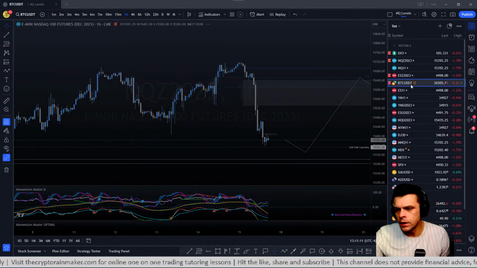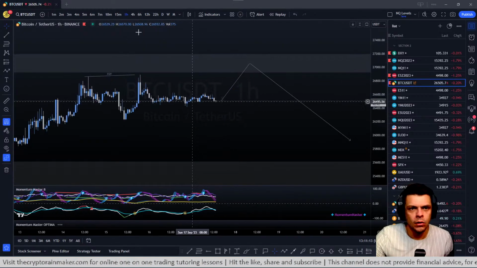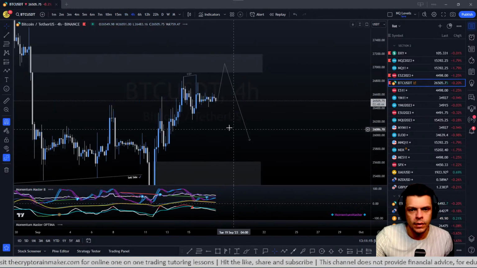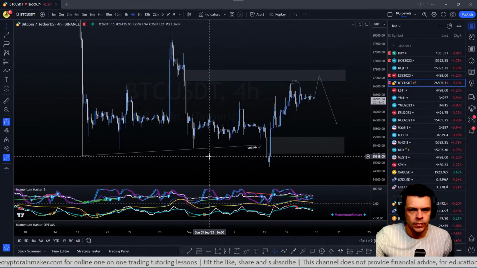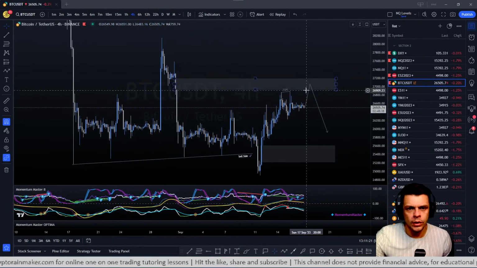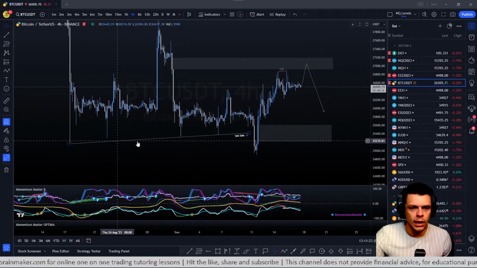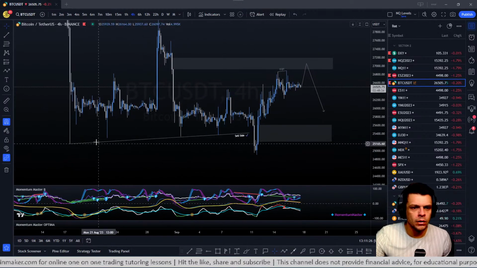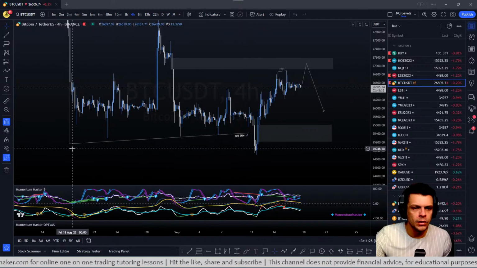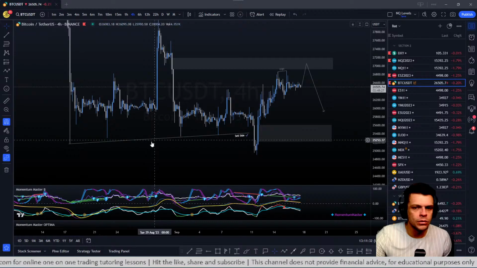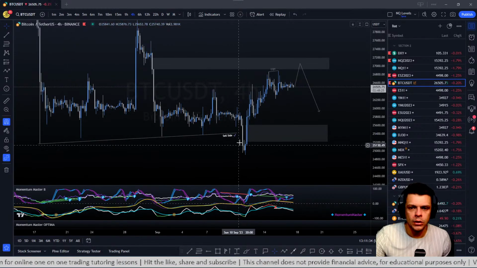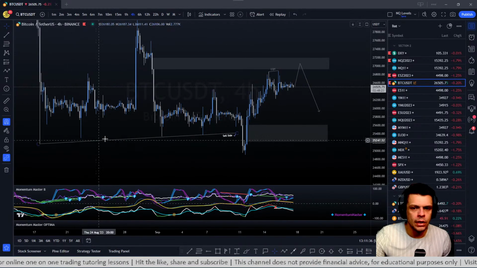All right, let's have a quick look at Bitcoin and then I'll be signing off. Okay, so on Bitcoin, we had these series of relative equal lows. So this was a strong indication of a lot of liquidity being built up below these lows. And you can see it by the displacement we got out of this area.